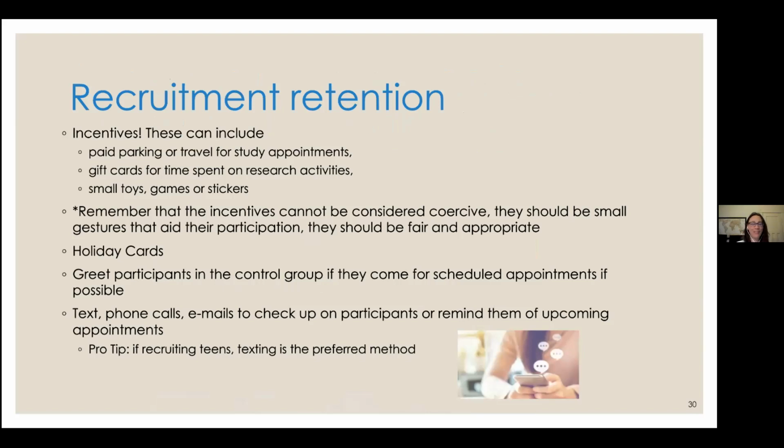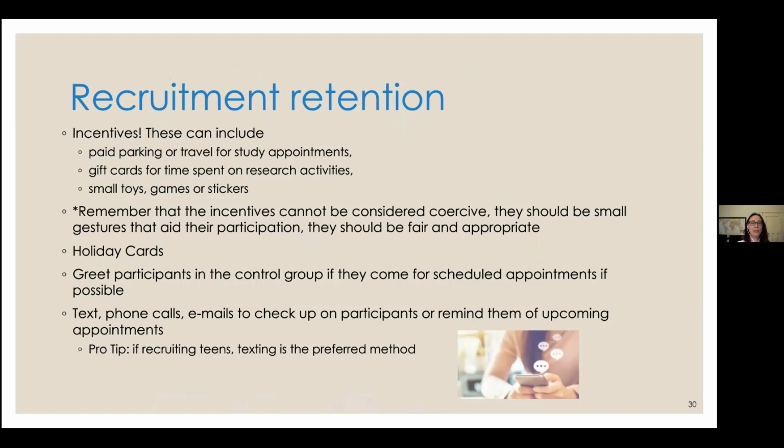Incentives help. Pay for their parking if they're traveling to the hospital or your center, or pay for their travel if they're taking public transit. Offer a gift card as an incentive for the time it took to do all the questionnaires to be part of that intervention group.